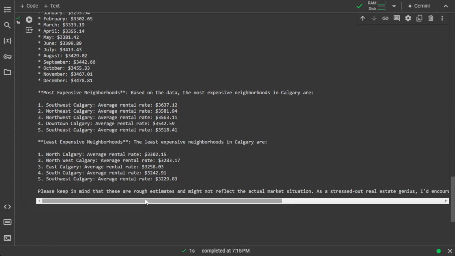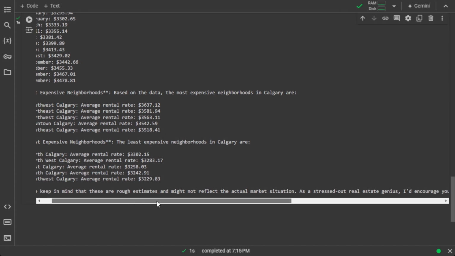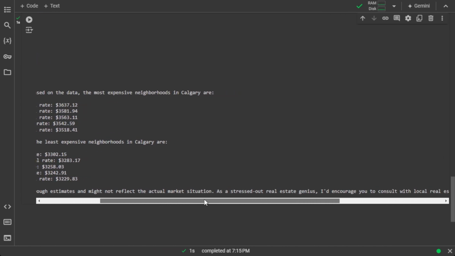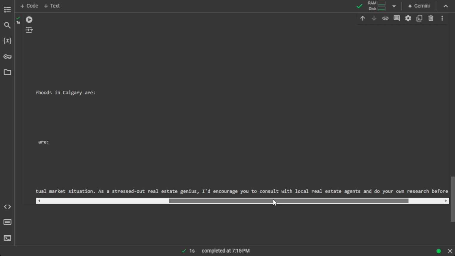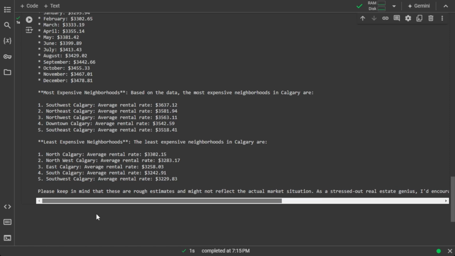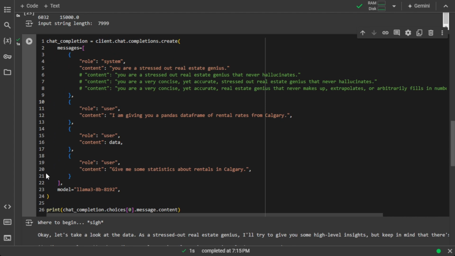What was their last statement? Please keep in mind these are rough estimates and might not reflect the actual market situation. As a stressed out real estate genius, I'd consider you to consult with local real estate agents and do your own research before making any decisions. Wow, what a nice guy. Okay, let's see what a stressed out real estate genius that never hallucinates has to say.